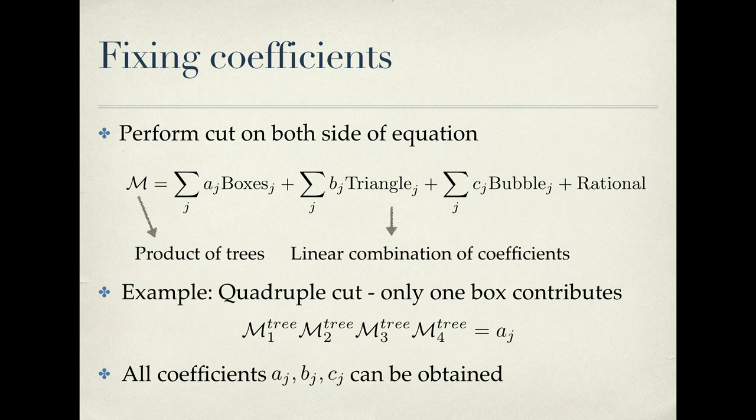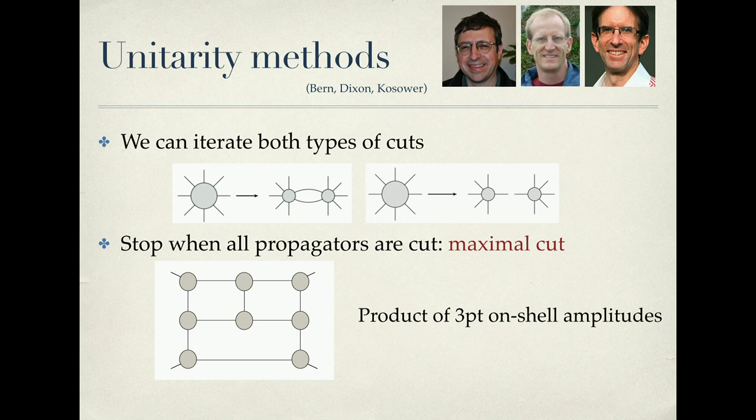Now, of course, this can also be used at higher loops, not just one loop, and it's just an iteration of these two procedures. So if we have a two-loop amplitude and we do a unitarity cut, it factorizes into a product of one loop and three, or three and one loop. Yeah, and this cut always reduces the loop order by one.